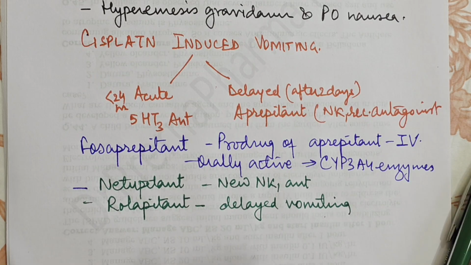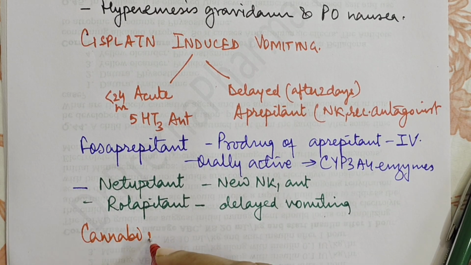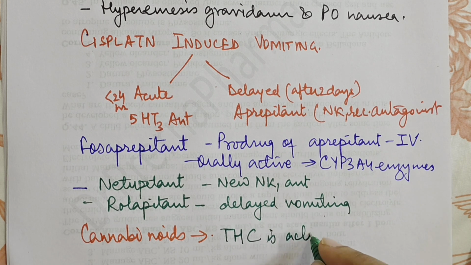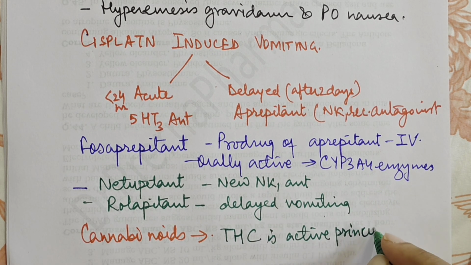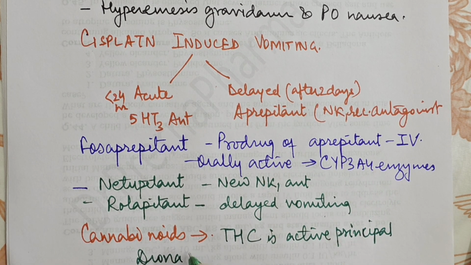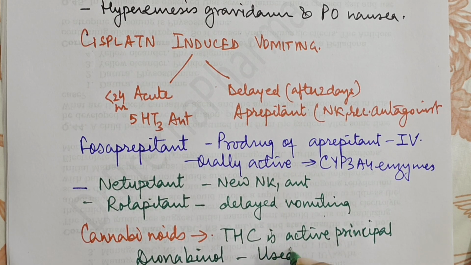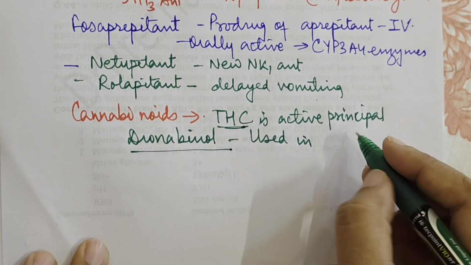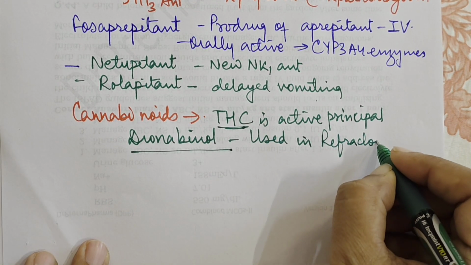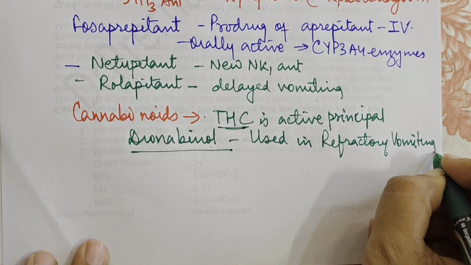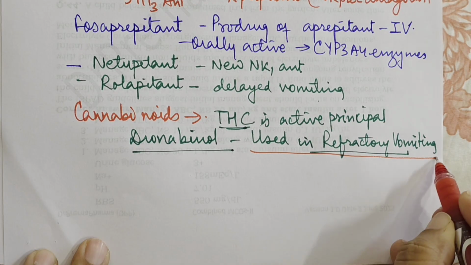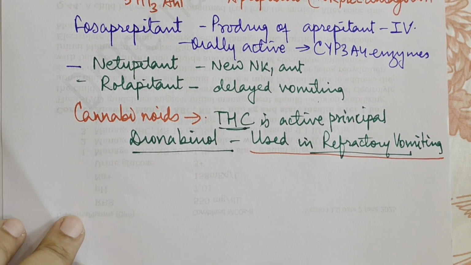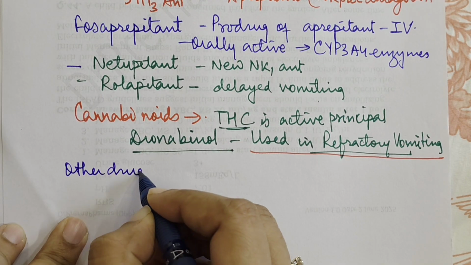Then there is another category of drugs which are called cannabinoids. Now, tetrahydrocannabinol is the active principle of these cannabinoids, and the drug is dronabinol, which is used in refractory vomiting. So any vomiting which is not responding to any other drug, you can use dronabinol, which is a cannabinoid, and that can be effective.